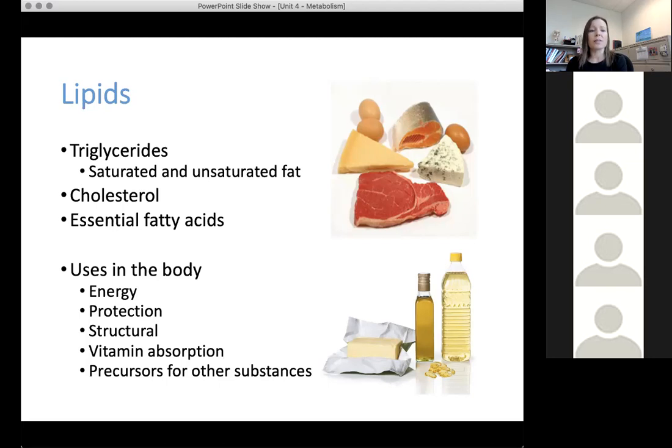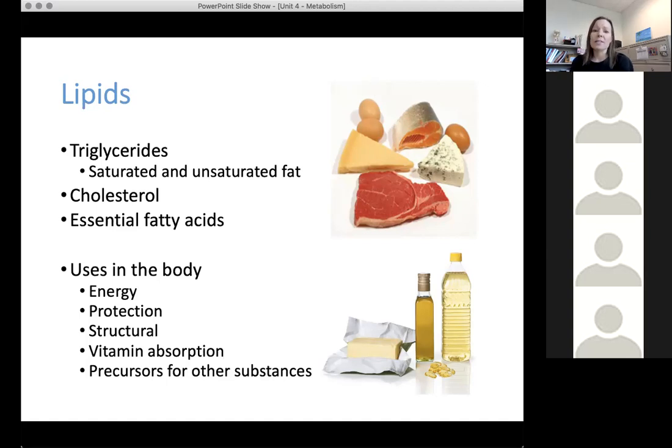So as far as uses in the body, lipids, unlike carbohydrates, which primarily have just one use in the body, and that's for energy, have a lot of different uses in the body. First of all, they can serve as a source of energy, but typically only after glucose, which is the primary form that carbohydrates would be in when you're using it for energy. So typically, fats are only used for energy after you've used up all the glucose that you have available for energy.